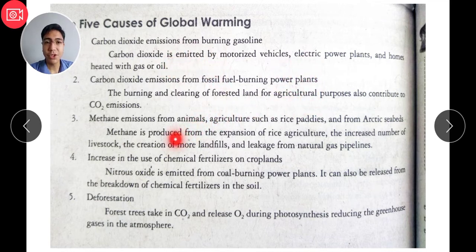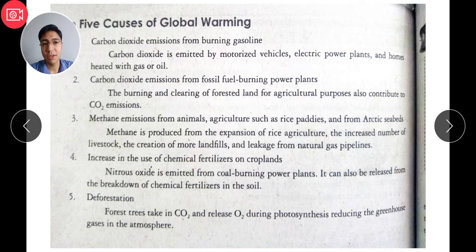The methane emissions from animals, agriculture such as rice paddies, and from Arctic seabeds, nagkakaroon ng emission ng methane. Methane is a gas. Pag gustong magpalawak ng rice agriculture, the increased number of livestock, okay, the creation of more landfills, so tambakan, like Smoky Mountain or the Litex in the Commonwealth. Ayan, nagkakaroon diyan na emission ng methane.